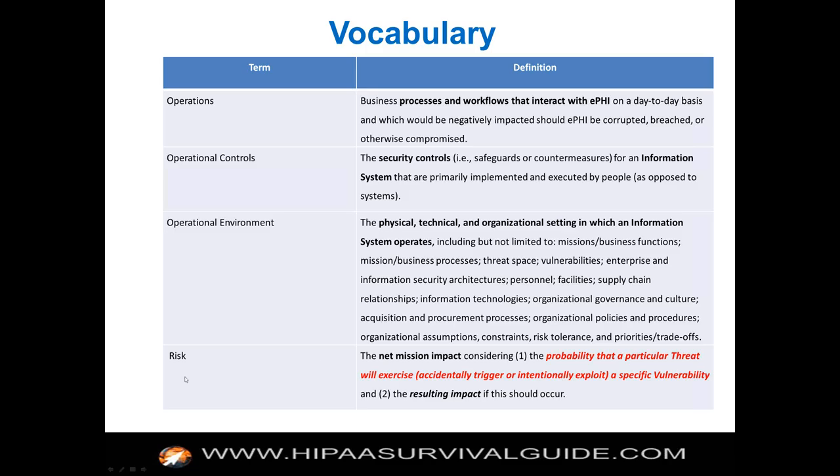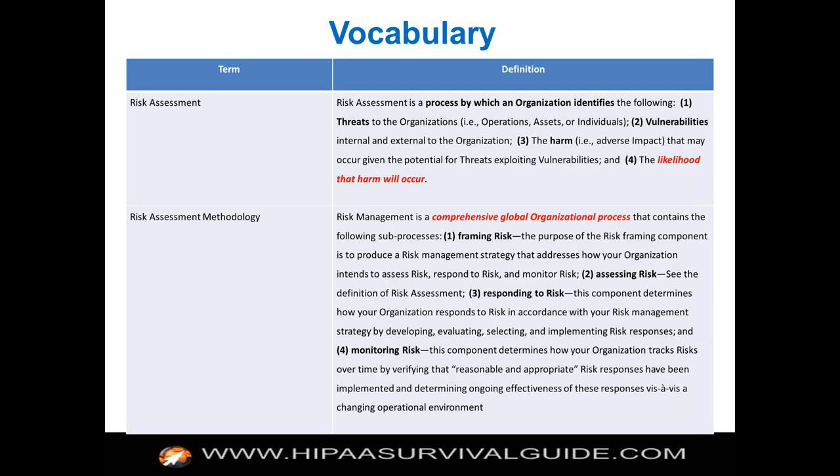So what is the definition of risk? The net mission impact, the mission of the organization, some net mission impact, considering the probability that a particular threat will exercise, by exercise we mean accidentally trigger or intentionally exploit, a specific vulnerability. So we're talking about threat-vulnerability pairs and the resulting impact, the resulting magnitude of the harm to your business. That's the definition of risk, and that's what we're trying to baseline in a risk assessment. We're trying to identify those risks. So a risk assessment is a process by which an organization identifies the following: threats, vulnerabilities, the harm, the impact, and then the likelihood that harm will occur.